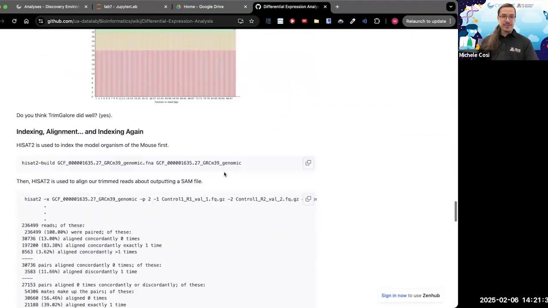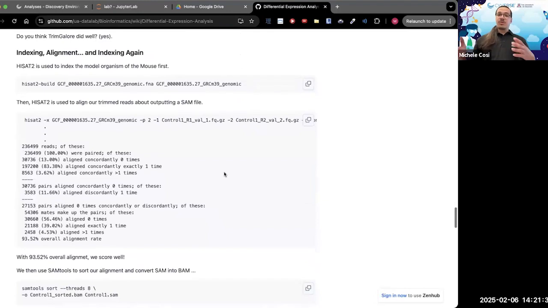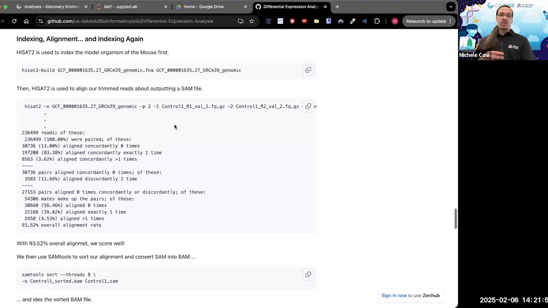Fast forward. We then use the tool called HISAT2 to first build a genome index. And then we use HISAT2 to align the trimmed reads onto the indexed genome that we have created. We ended up getting a 93.52% overall alignment rate, which is very good.